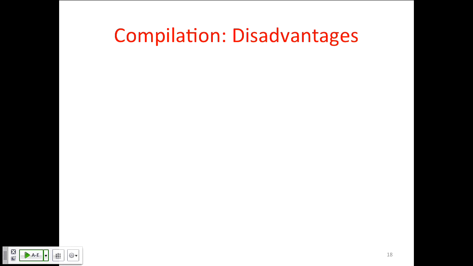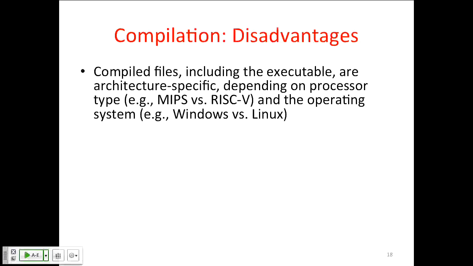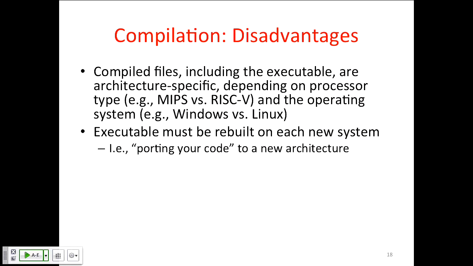Now, some of the problems with compilation. Well, one thing is those programs you generate only run on one machine. They're useless on another platform, unlike Java bytecode. So if you change from MIPS to RISC-V, for example, you have to recompile all your code. And if you change from, say, Windows to Linux on the same machine, you also have to recompile your code. This is called porting your code to a new architecture.